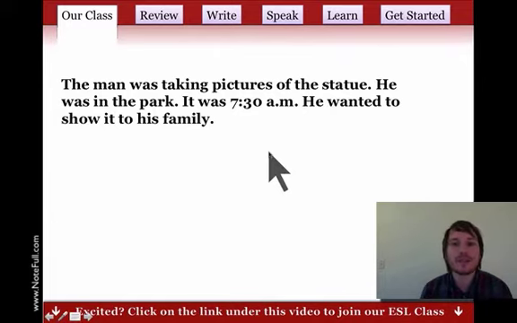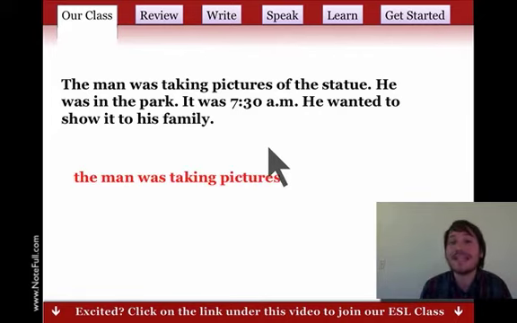The man was taking pictures of the statue. He was in the park. It was 7:30 a.m. He wanted to show it to his family. All of these sentences are correct, but they're a little bit simple and short. So we want to combine all of these sentences into one sentence. How can we do it?